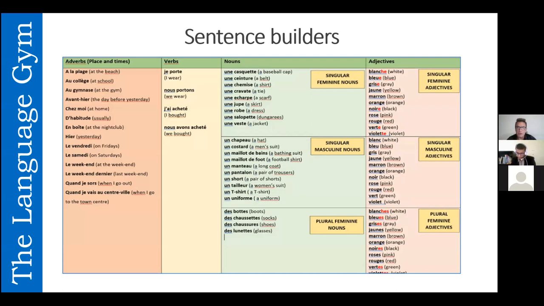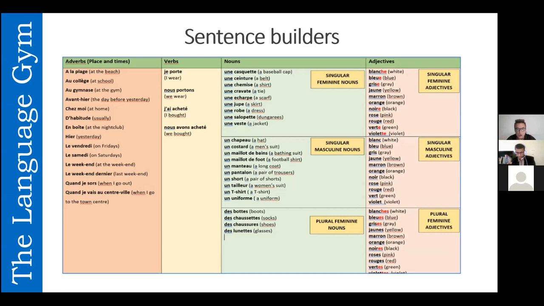You teach them a chunk and you make sentences like, je porte une casquette blanche, je porte un chapeau blanc, je porte une chemise grise. Je porte une cravate violette. Number one, they learn the language in context. Two, they're hearing it, they're processing it through many games that I talk about in my book.